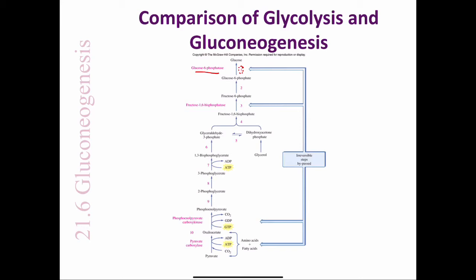Similarly, reaction 3, the phosphorylation of F6P, or fructose 6-phosphate, catalyzed by phosphofructokinase, is irreversible. That step is bypassed in gluconeogenesis by using the enzyme fructose 1,6-bisphosphatase. Finally, the phosphorylation of ADP catalyzed by pyruvate kinase in step 10 of glycolysis cannot be reversed.